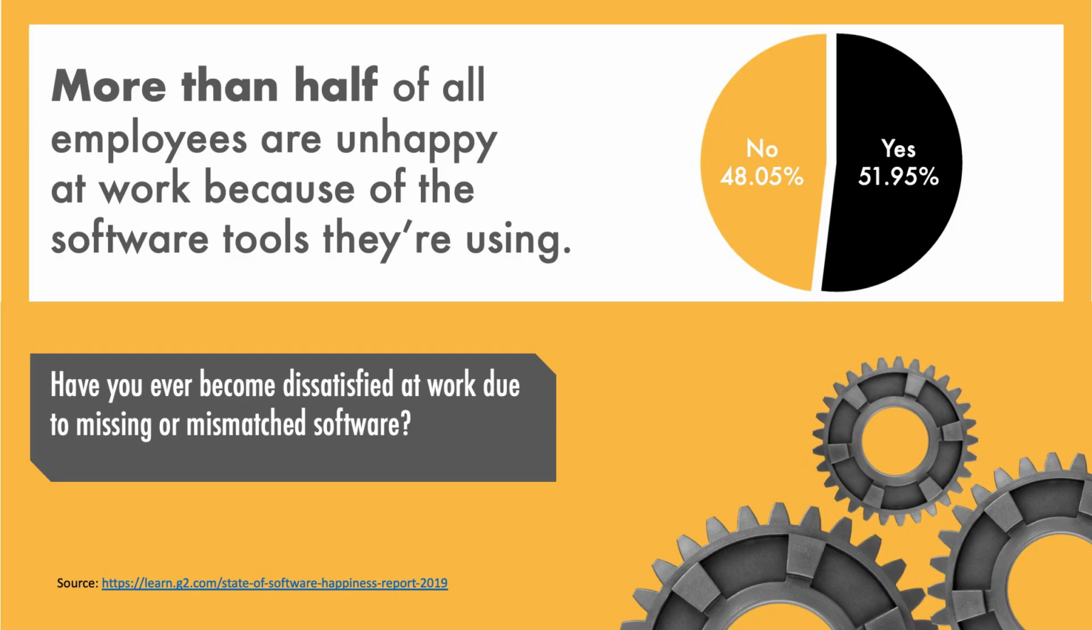Now, why having the right tools for the job matters. So this is a really interesting survey. It's a G2 2019 State of Software Happiness Report, which basically states that more than half of all employees are unhappy at work because of the software tools they're using. So that is quite an alarming stat. More than half of your employees are not happy at their job because of the software. So that, for us, we feel is an easy fix, finding that software that manages everything.